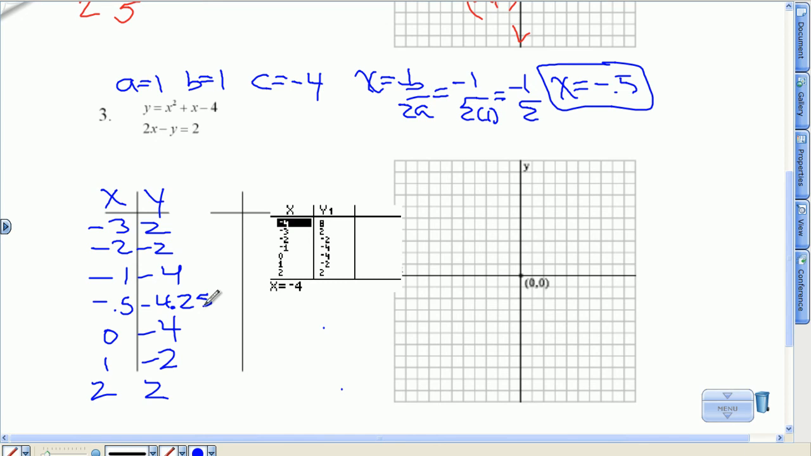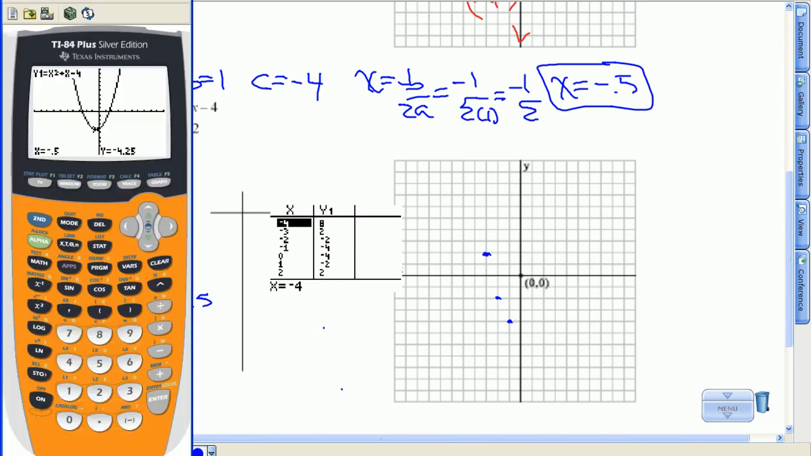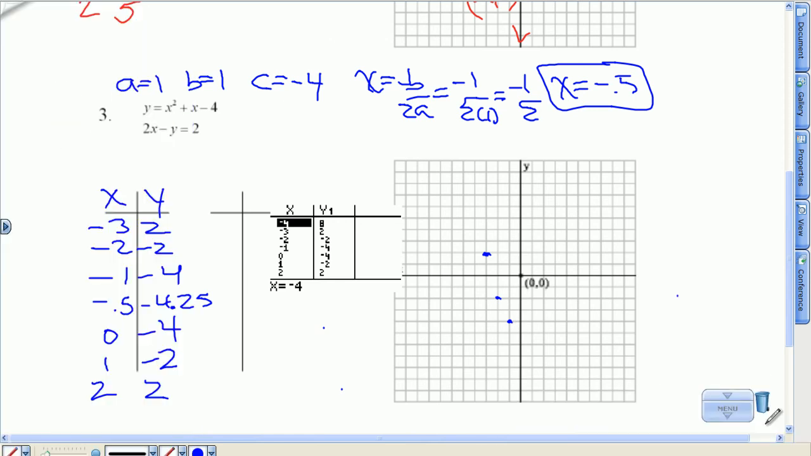Okay. So coming over here, negative 3, 2, negative 2, negative 2, negative 1, negative 4, negative 0.5. Okay, so we're plotting points here. Let's see, we have negative 0.5, negative 4.25. So that's going to be like right here. 0, negative 4, 1, negative 2, and 2, 2. Don't mess with my 2, 2.